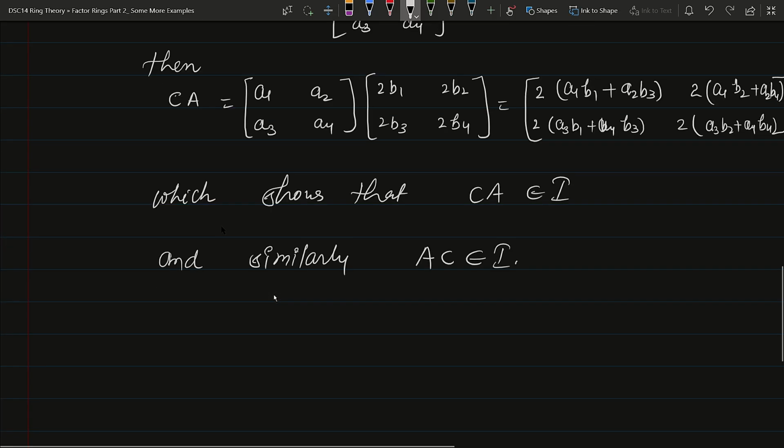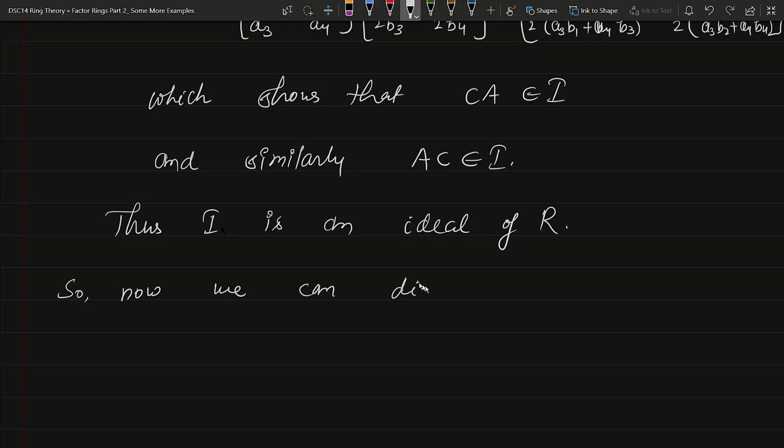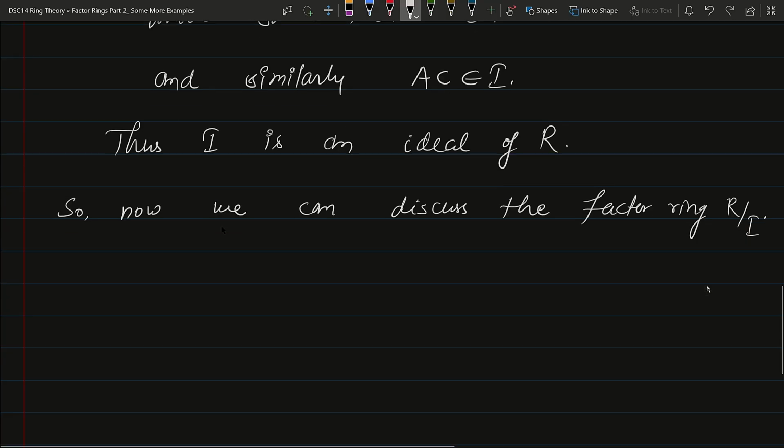Okay, so what can we conclude from here? Thus I is an ideal of R, and the moment we have an ideal of R, then we can talk about the factoring. Okay, so now we can discuss the factoring R by I. Okay, so now let me write the element of R by I.